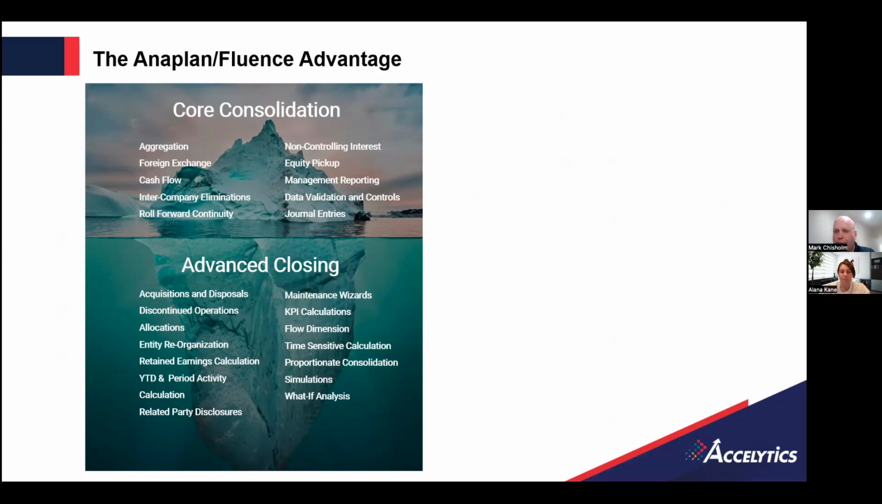It's also got year-to-date and period activity calculations, as well as maintenance wizards, KPI calculations, time-sensitive calculations, which is very interesting around, we did a reorg, but we want to see how we were before the reorg and after the reorg. It's got those capabilities, as well as being able to do things like proportion consolidation. So there's so much more below the surface that you should really look at when you're considering a consolidation vendor, and look at the thoroughness and completeness of vision. I think you'll find that the Anaplan-Fluence platform is distinct in that regard.